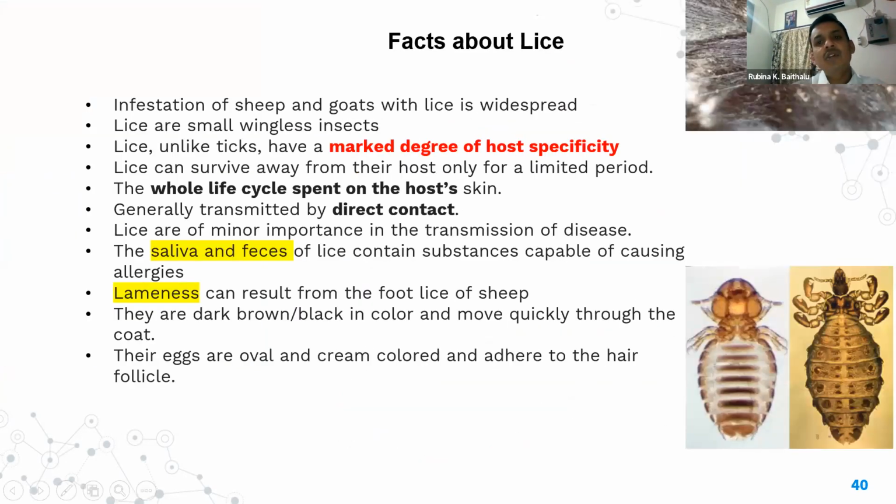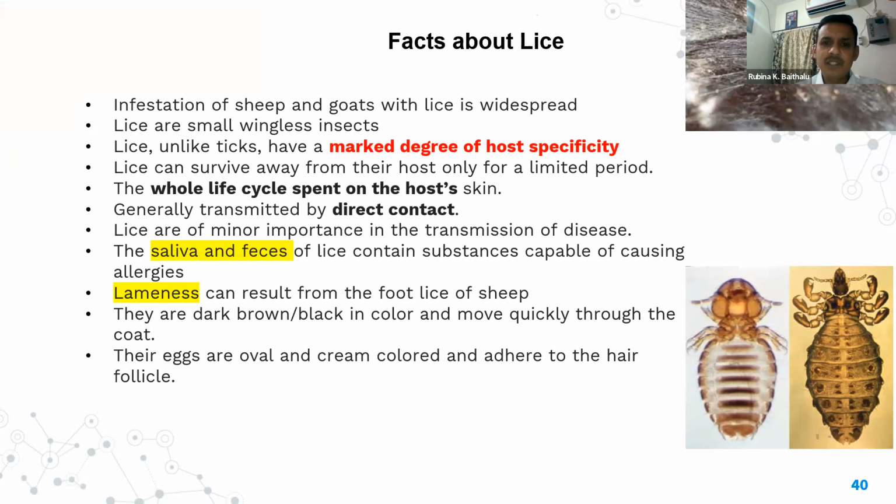So what are the facts about the lice? These lice are very small wingless insects. Unlike ticks, they have a high degree of host specificity. Even certain lice which are found in sheep are not found in goats, so they are very much even organ specific. Lice can survive away from the host only for a very limited period, and the whole life cycle can be spent on the host skin. They are generally transmitted by direct contact, and normally they do not transmit any diseases.